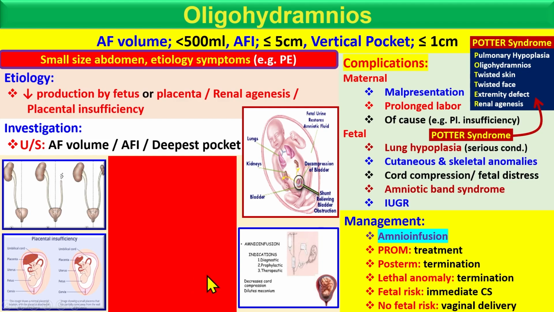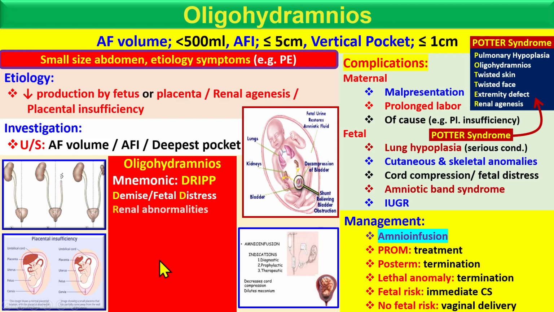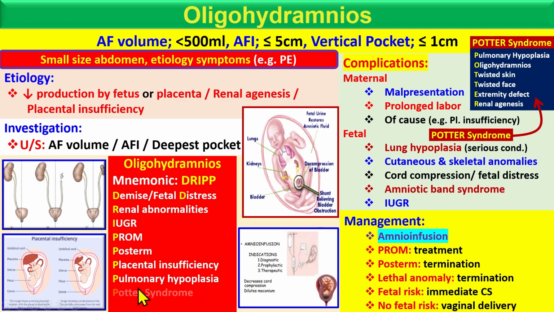Here is a mnemonic, because most students love to memorize mnemonics easily. The mnemonic is DRIP. D represents demise or fetal distress in oligohydramnios, and R is renal abnormalities, which is an etiology. I is IUGR, which is a complication. P is PROM, premature rupture of membranes, and there are multiple P's: placental insufficiency, which is one of the etiologies, pulmonary hypoplasia or lung hypoplasia, Potter syndrome, and preeclampsia and eclampsia, which are also etiologies. So these are oligohydramnios.